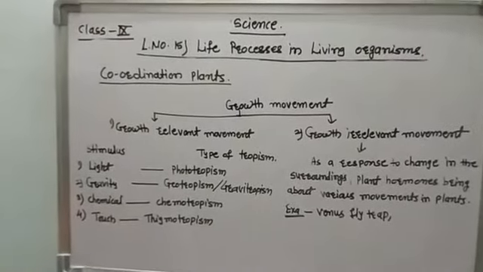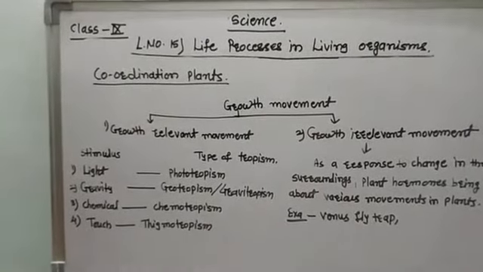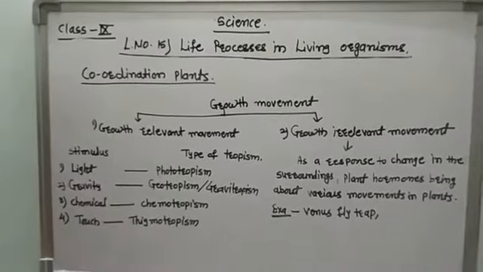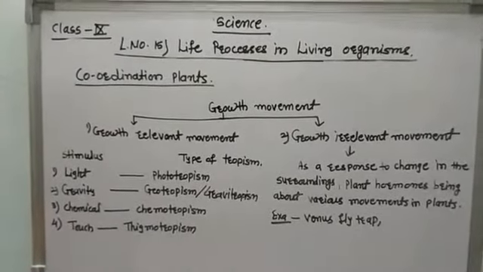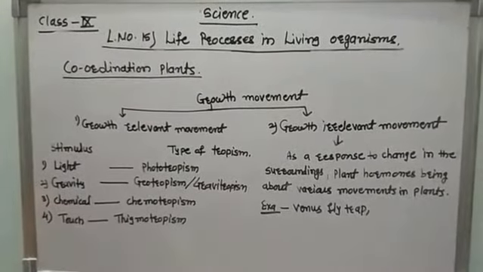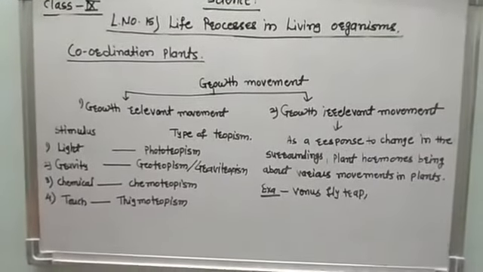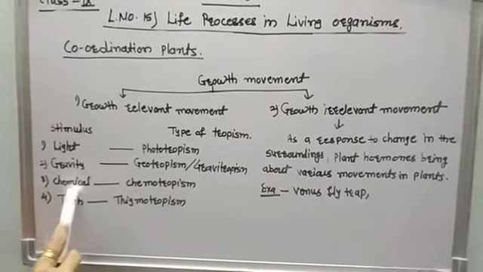And due to growth of that pollen tube, the pollen grain can reach up to the ovary, which is present in the ovule, which is present in the ovary. Means in this way, this is the chemotropic movement.